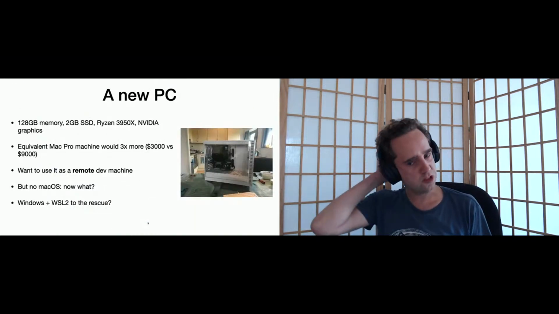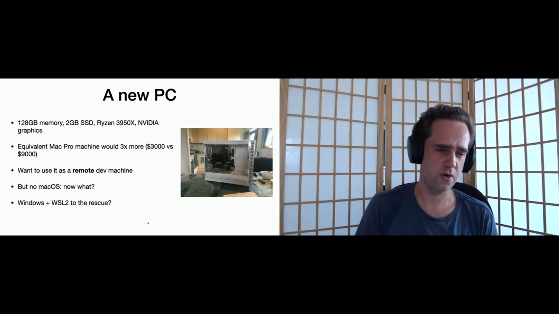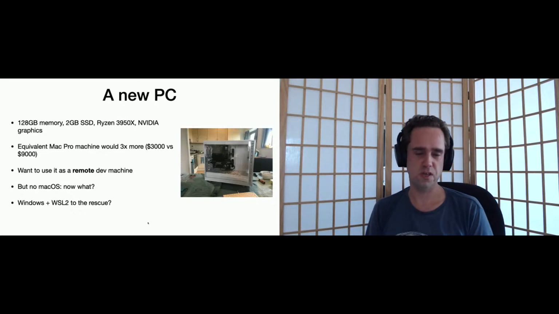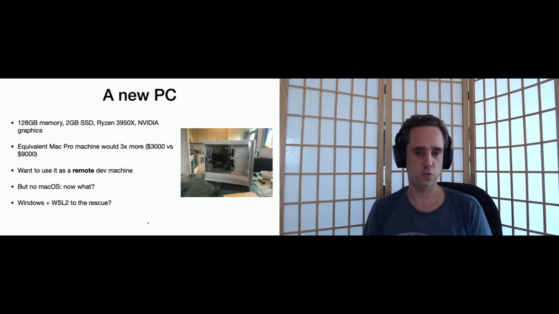So I bought a new PC to have maximum power. I put the maximum amount of memory in it, 128 gigs, and I bought a Ryzen processor with 16 cores, so it's a very fast machine. And the equivalent Mac Pro machine would cost me 3 times more than I have paid for this machine. I would have paid $9,000 basically to get the same kind of hardware.